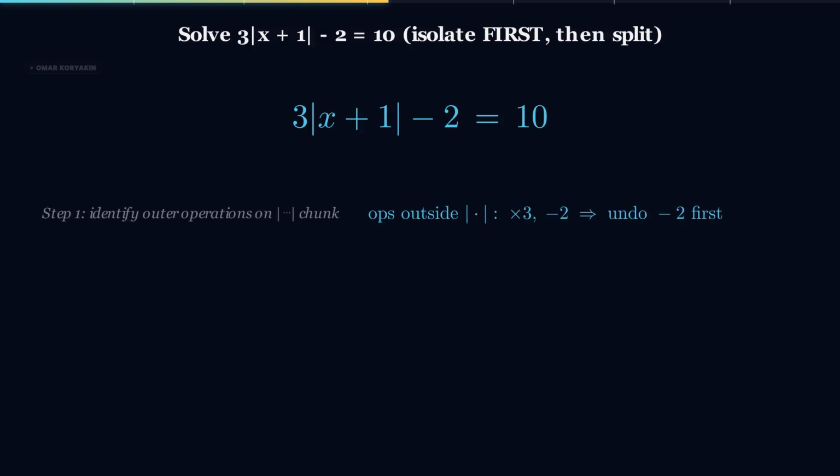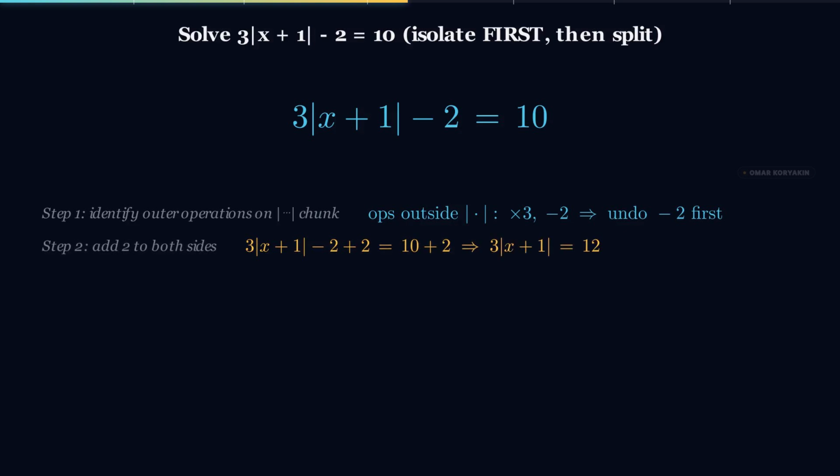Step 1. Isolate the absolute value using the inverse operation procedure on the absolute value chunk treated as a single object. The chunk has multiplication by 3 and subtraction of 2 on the outside. Reverse PEMDAS says undo the subtraction first by adding 2 to both sides, then undo the multiplication by dividing by 3. Step 2. Add 2 to both sides of the equation.